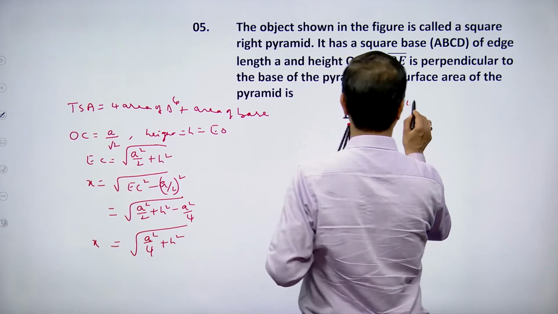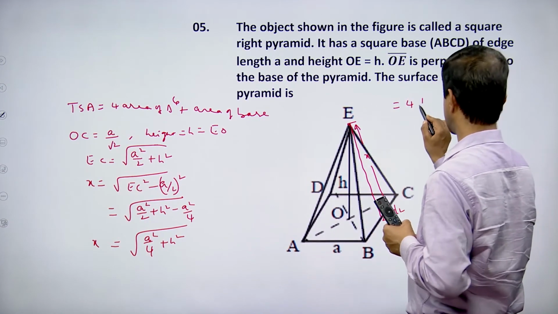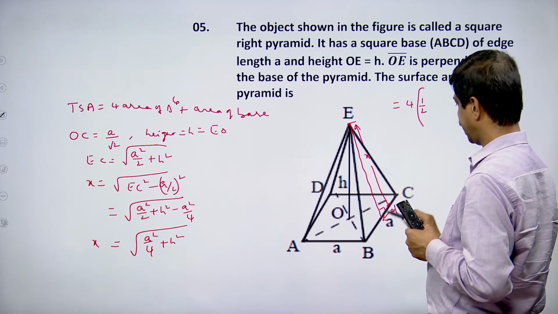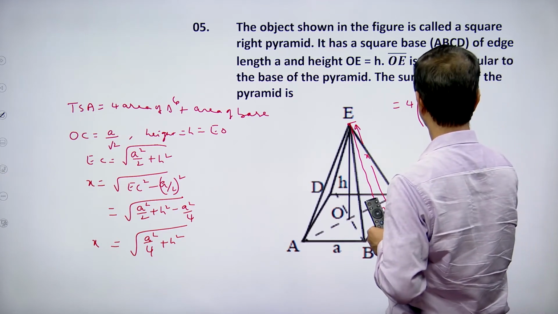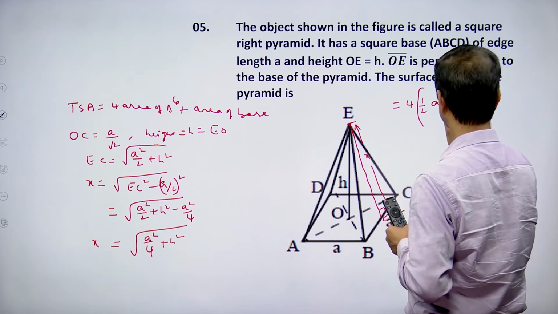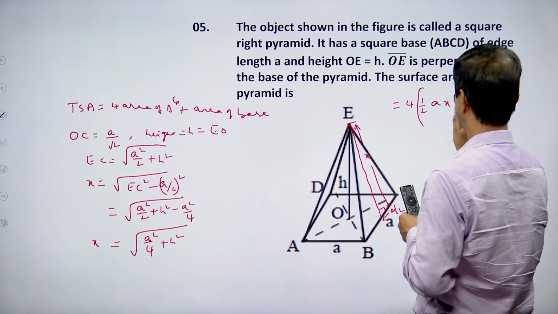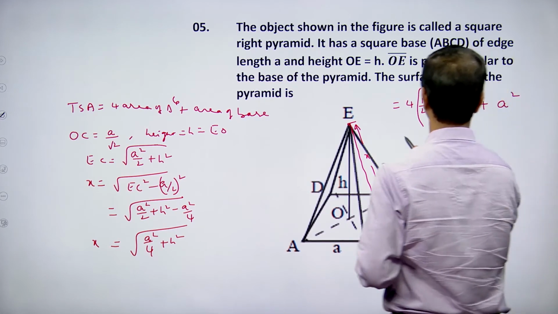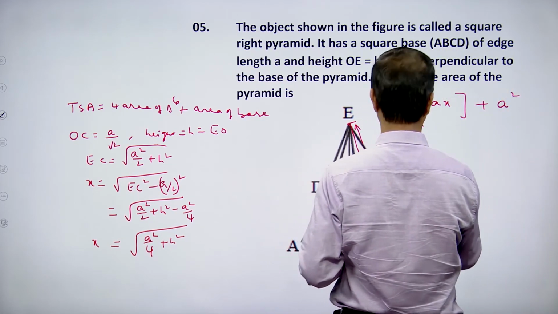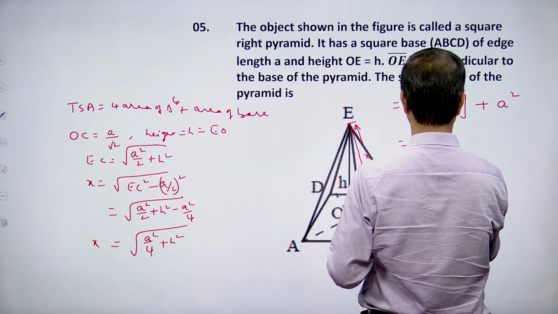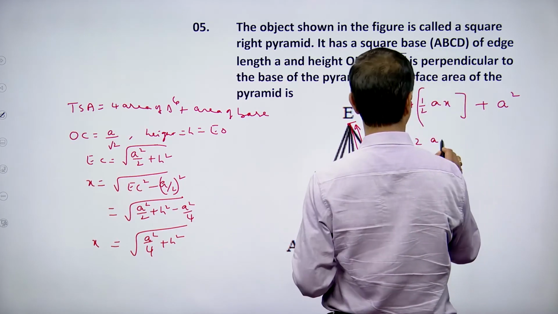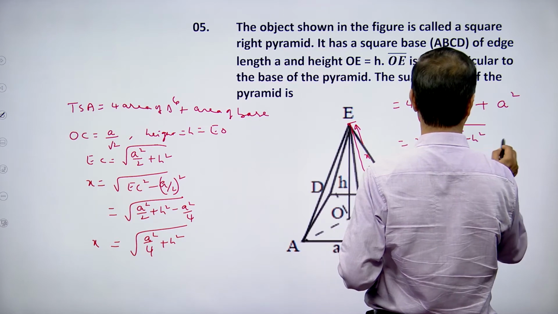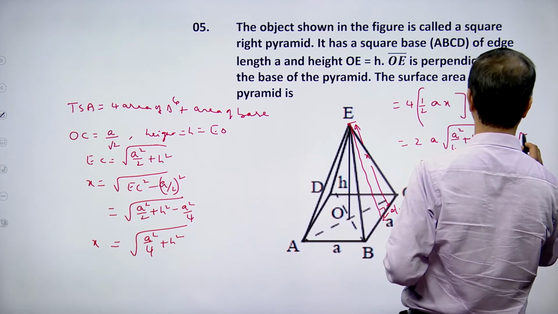So now what are we getting? 4 times area of triangle, half into base a into height x, plus area of base, this one, side square. So this is 2 times a, that is a only, and x is root of a square by 4 plus h square, plus a square. So this is the answer, children, okay.